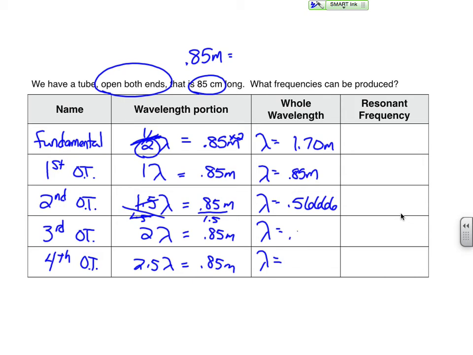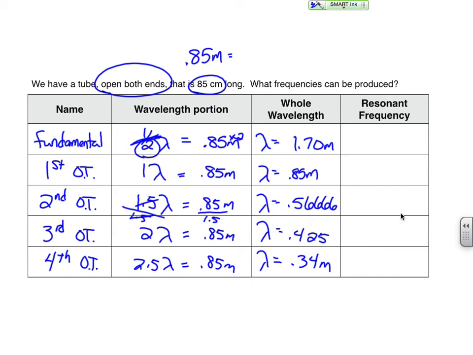To get this one by itself, of course, we want to divide both sides by 2. So 8's going to turn into a 4, 5's going to turn into 2.5. I can do that one with my calculator. And then the next one we would divide both sides by 2.5, and we get 0.34.